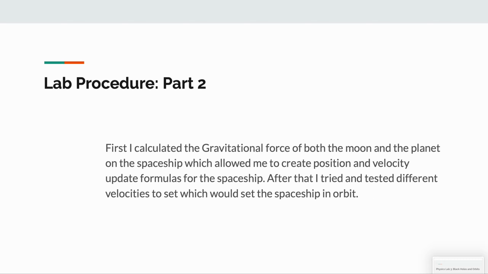For the second part of the lab, I calculated the gravitational force of both the moon and the planet on the spaceship, which allowed me to create position and velocity update formulas for the spaceship. After that, I tested different velocities to see which would set the spaceship in orbit around the planet and the moon.